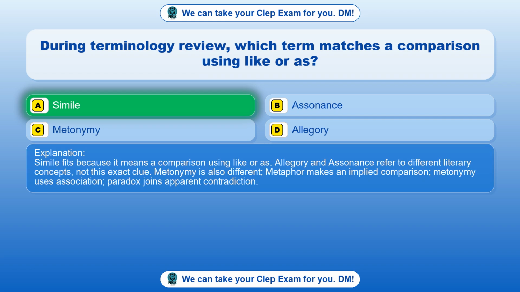Simile fits because it means a comparison using like or as. Allegory and assonance refer to different literary concepts, not this exact clue.